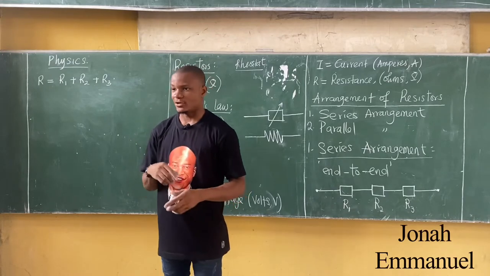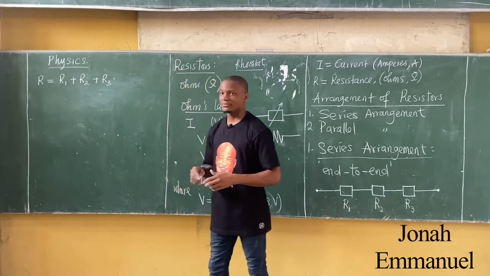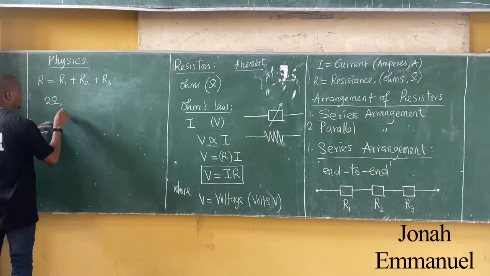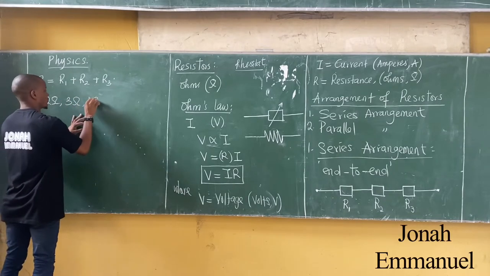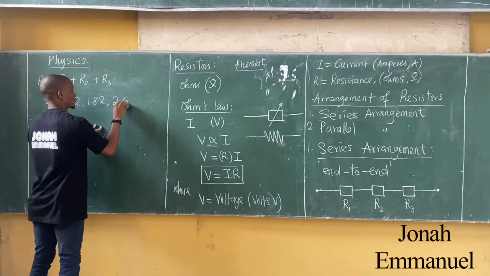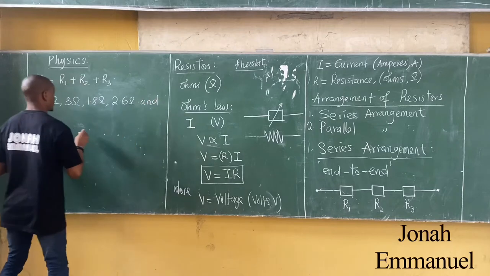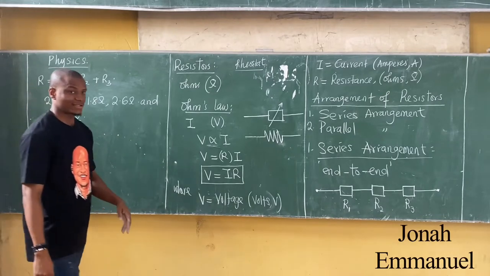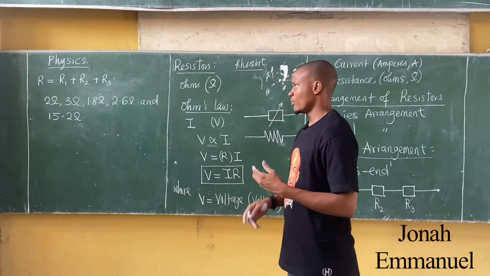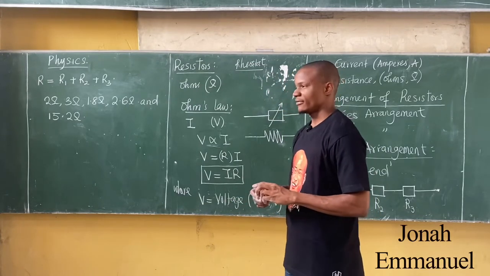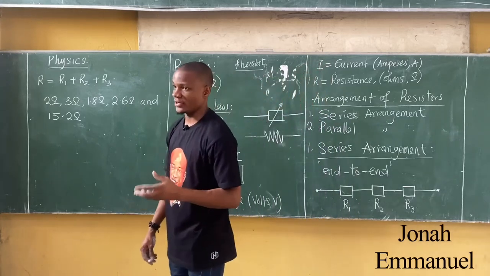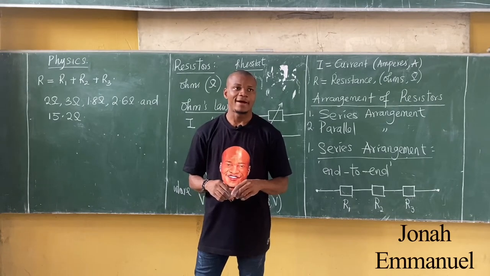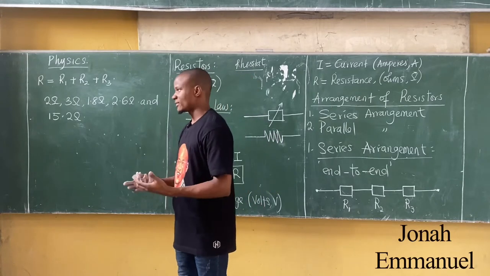Example. Five resistors of resistances 2 ohms, 3 ohms, 1.8 ohms, 2.6 ohms, and 15.2 ohms are arranged in series. What is their equivalent resistance?